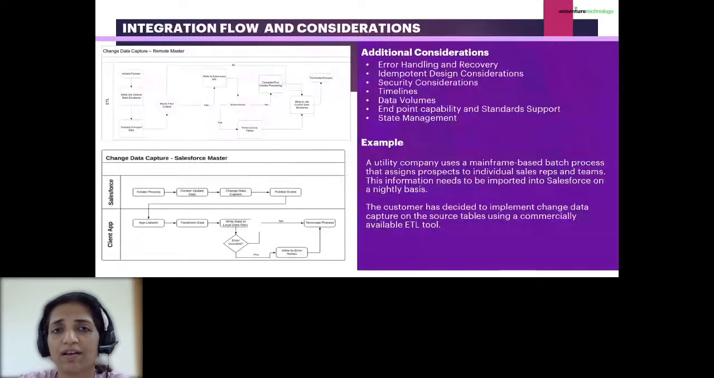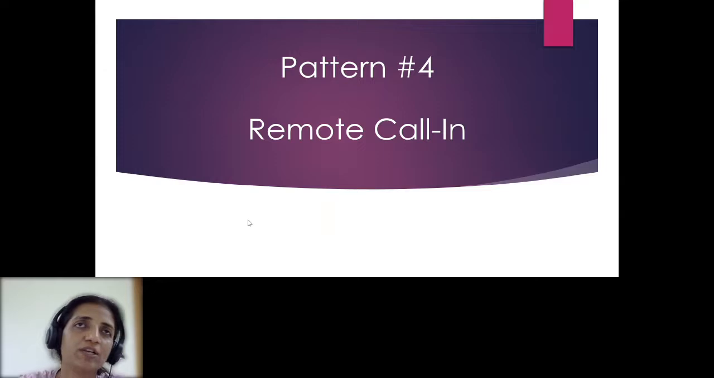Any questions up till now on this one? All right, no questions. I'll move to the fourth one, which is remote call-in. Whatever we have heard till now has mostly been where Salesforce is calling the other system. That's an outbound call. At the same time, we also need to be mindful that there will be certain processes where another system needs to call into Salesforce. That becomes an inbound call.